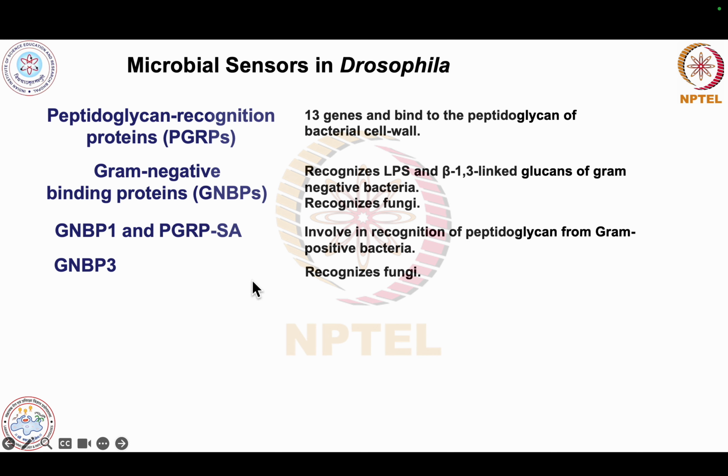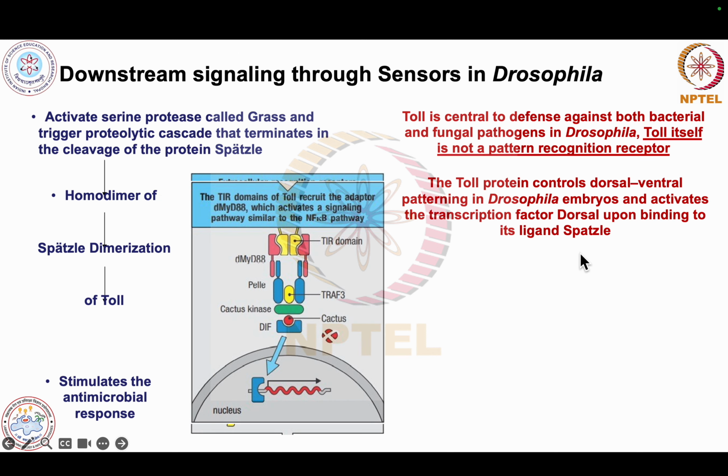Microbial sensors in Drosophila: peptidoglycan recognition proteins, PGRPs, 13 genes, bind to the peptidoglycan of the bacterial cell wall. Gram-negative binding protein recognizes LPS and beta-1,3 linked glucans of gram-negative bacteria, and also recognizes fungi. GNBP1 and PGRP-SA are involved in recognition of peptidoglycan from gram-positive bacteria.